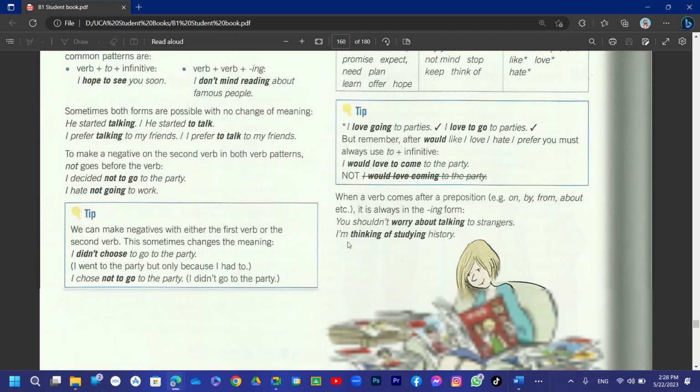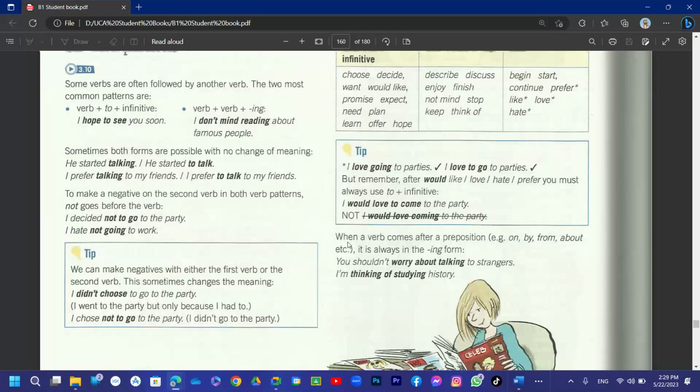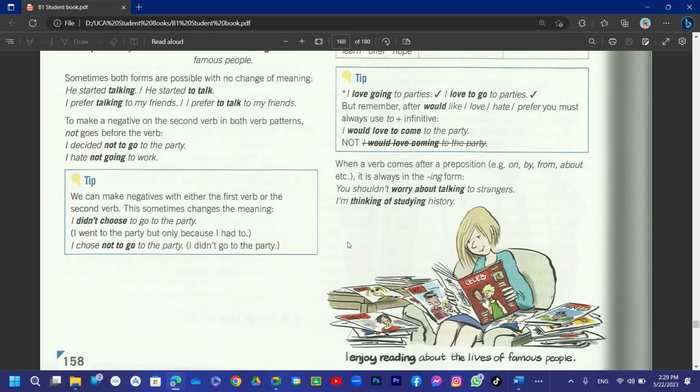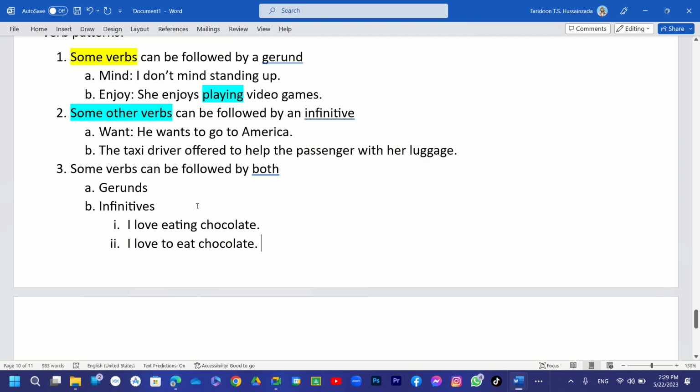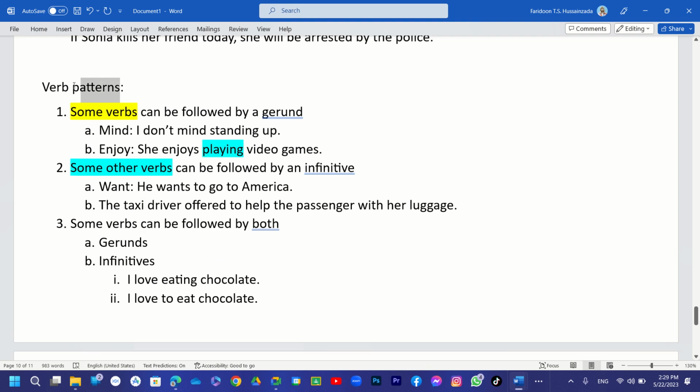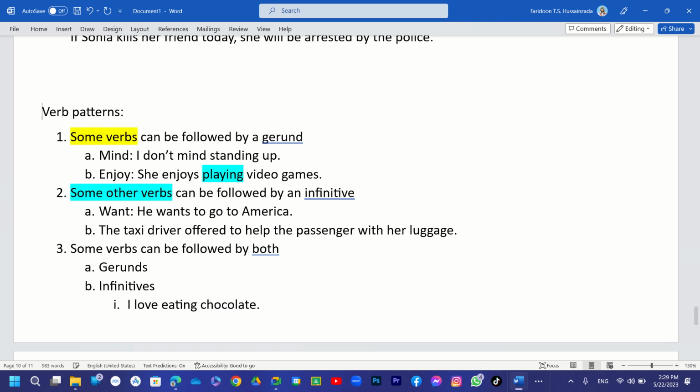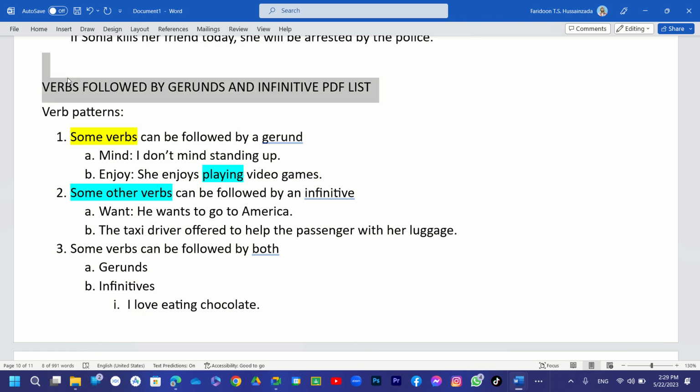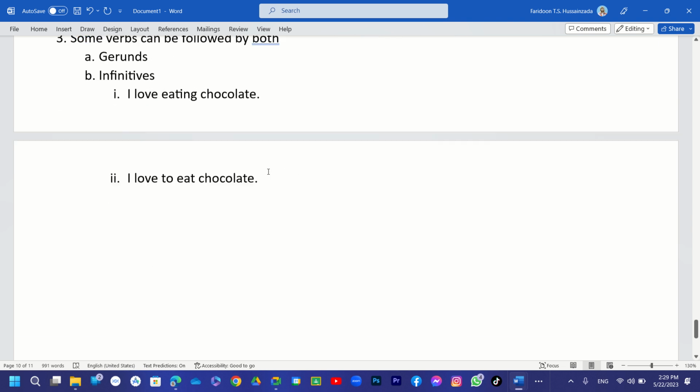And of course, I do suggest studying this page as well whenever you get the time, and also studying a list from the internet about verb patterns. You need to write verb patterns, or just write verbs. Let me just type in what you need to write. You can write verbs followed by gerunds and infinitives PDF list. If you just type this on Google, you're going to get a lot of PDFs from there. Yeah, it's really, really good. Please do not forget to do so.